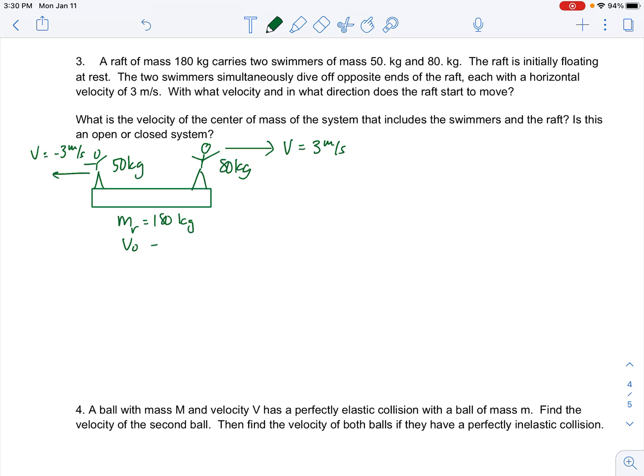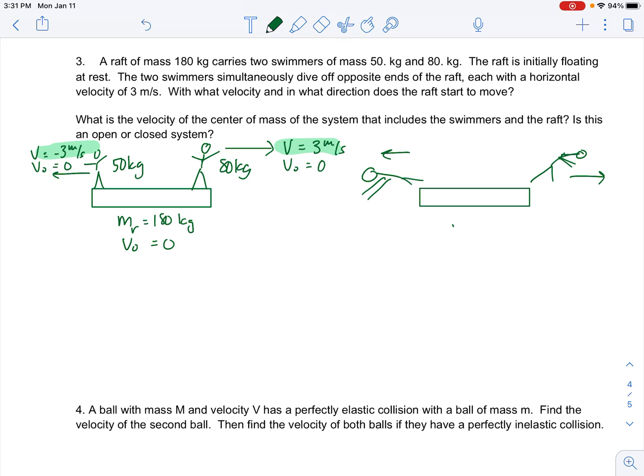And its initial velocity is 0. Actually, the initial velocity of all of them is 0 because the swimmers initially are at rest. So this 3 meters per second is what happens after the collision. If I were really being careful, I'd actually draw this twice. And in the second picture, they'd be diving off with their velocities. And we'd be wanting to know what the velocity of the raft is.